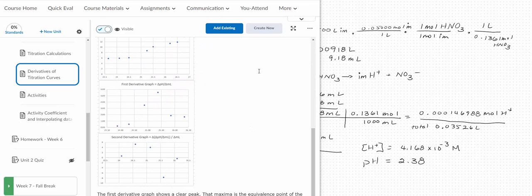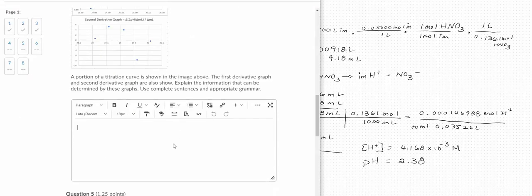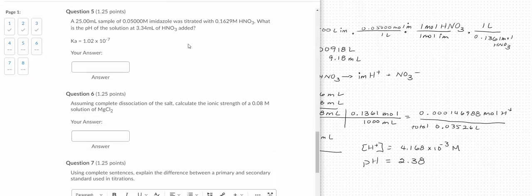So from either of those graphs, you should be able to find the equivalence volume, but you should also be able to determine what that pKa is, because the pKa is going to be equal to the pH at the half equivalence volume. So that's one of those titration things that you have to know. And that's something that could be explained for the titration curve.